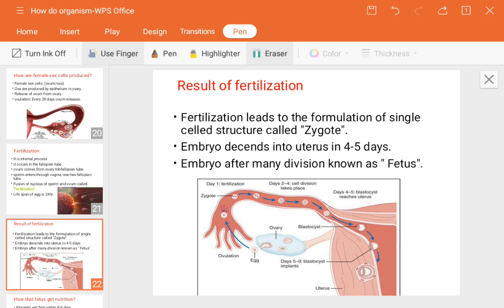Next is how that fetus gets nutrition. These things we will study in the next session. Till then, you have to remember things like the female reproductive system, what its functions are, how the sex cells of the female reproductive system are produced, and how fertilization takes place. These things we have learned and you have to remember.